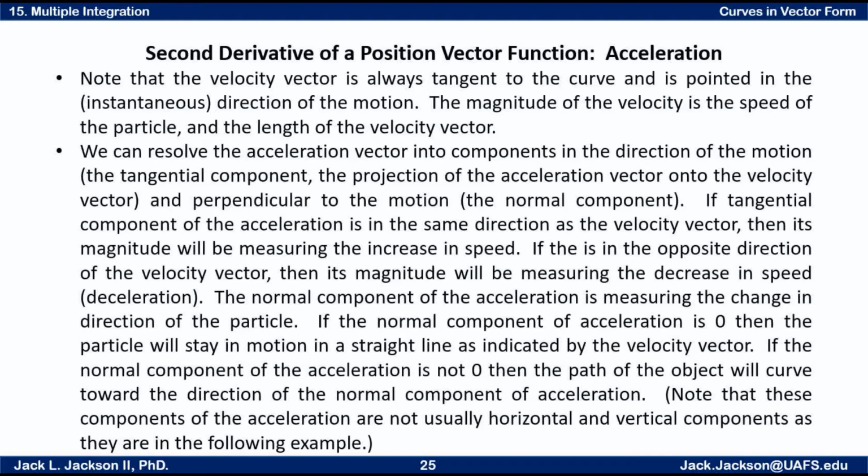So the tangential component of the acceleration has two possibilities. It could be in the same direction as the velocity vector, or it could be the opposite direction. It's going to be on that same line, but it could be either the same or opposite direction. If it's in the same direction of the velocity vector, then basically the magnitude of the acceleration will be measuring the increase in speed, the rate of increase in the speed. If it's in the opposite direction of the velocity vector, then its magnitude will be measuring the decrease in speed. So you'll be decelerating.